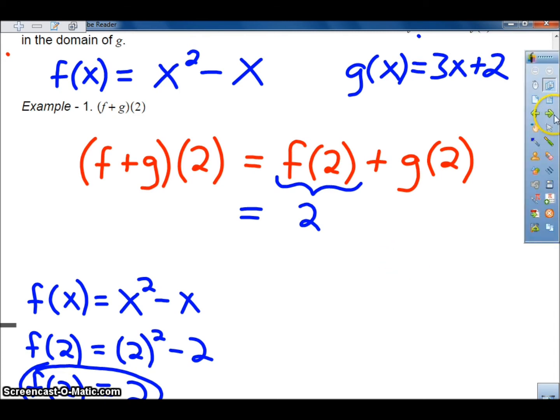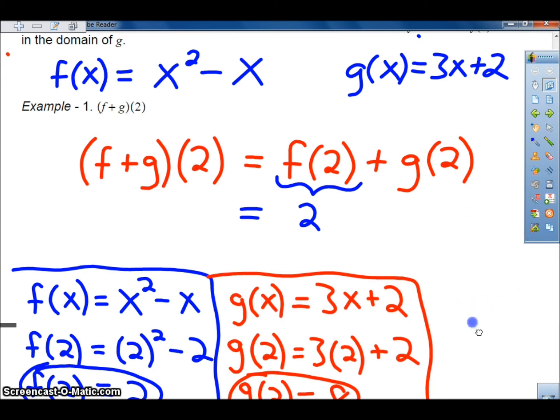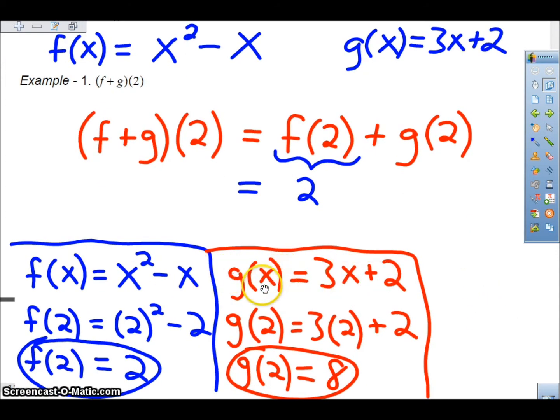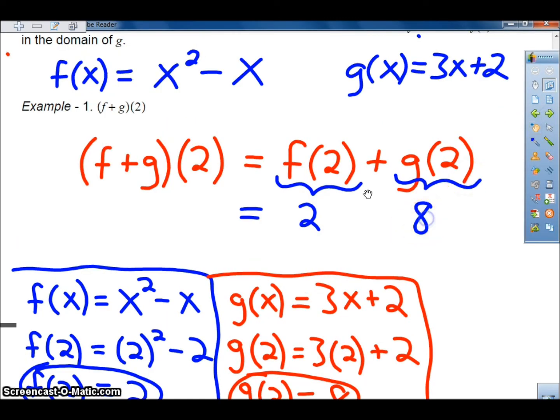You do the same thing with g of 2. To find g of 2, we start with g of x. We replace x with the number 2. We do that over here as well. And then we simplify. 3 times 2 is 6. 6 plus 2 gives me 8. So g of 2 is equal to 8. So we're going to replace this g of 2 up here with what it's equal to, which is 8. And then we're going to add these two results together, because that's what we're supposed to do. F plus g of 2: I want to take f of 2 and add that to g of 2. So 2 plus 8, which gives me 10. And that's the final answer.